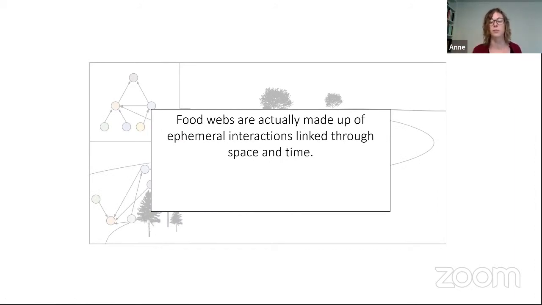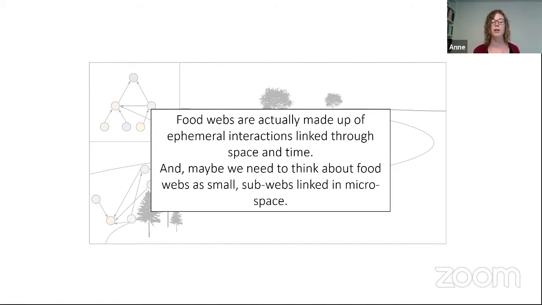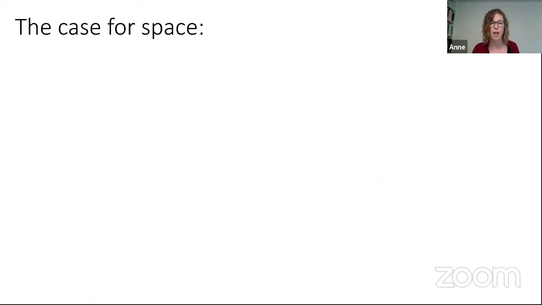And so I've focused on space, but I think time is a really important component of this as well. And maybe we need to shift our thinking of food webs from this larger static nature of these complex food webs into smaller subwebs linked through microspace or smaller habitat use. So this comes back to my title, The Case for Space.